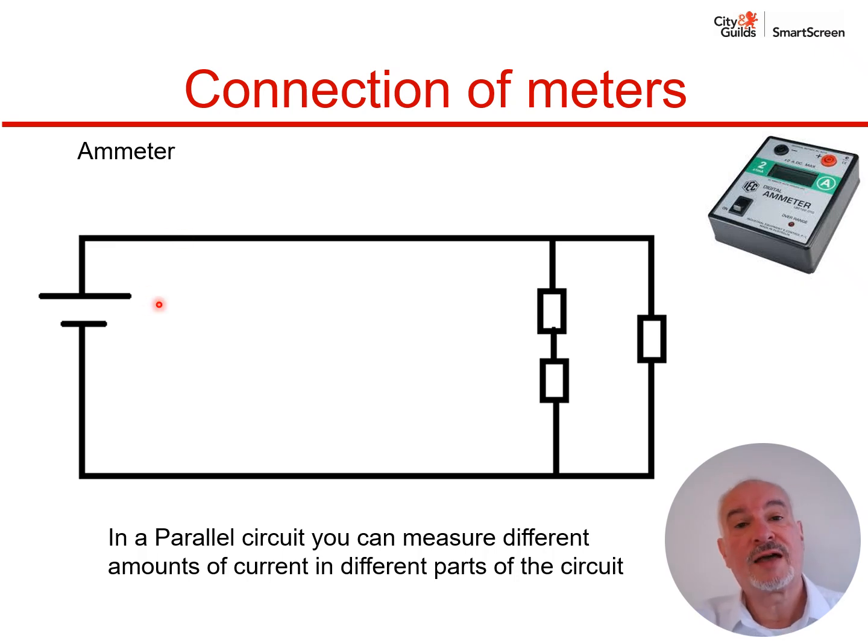And so that position of where we measure the current is going to affect what measurement we get. And that's worth just remembering, that the meter itself is connected in series. So if I connected it here, it would be in series with these two resistors. But in a parallel circuit, that clearly means that you can get different measurements at different parts of the circuit.